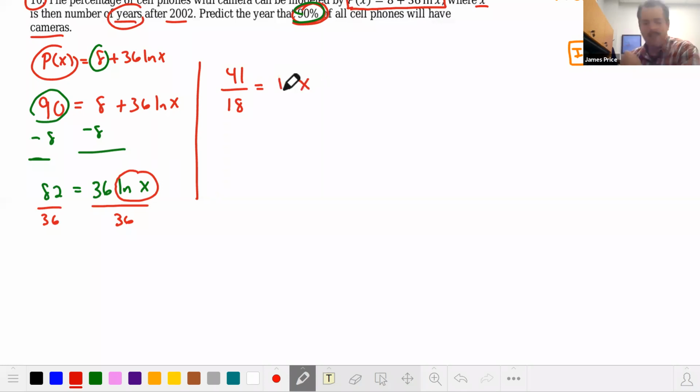And this is often where we get stuck. Why do we get stuck here? Because we have to do what the log says. Remember, there's a little e down here we don't usually write. What the log says is e to this is equal to that. So e to the 41 over 18, in the exponent, is equal to x. And as soon as you do that, you're basically done. That's the answer. We have to put the units on it. Now we will approximate it on my calculator.